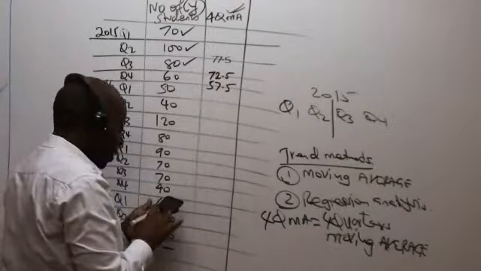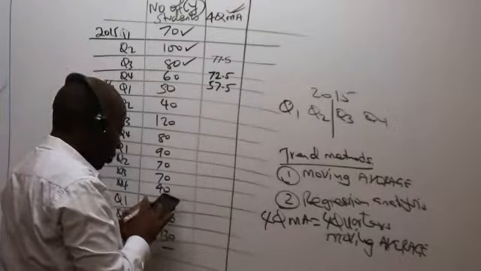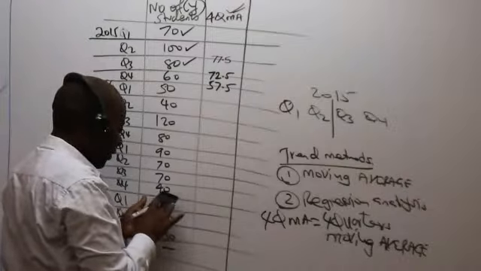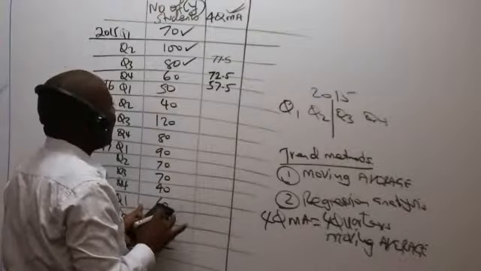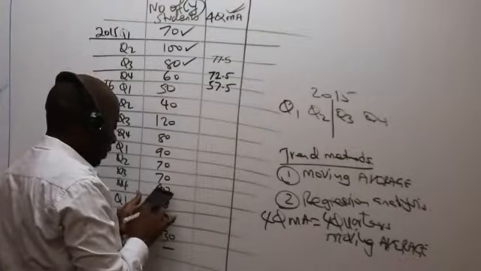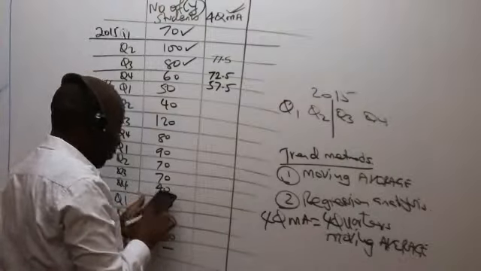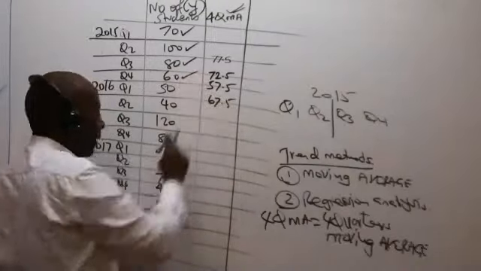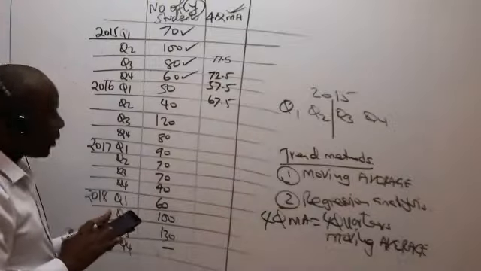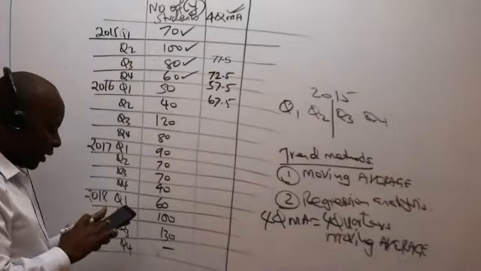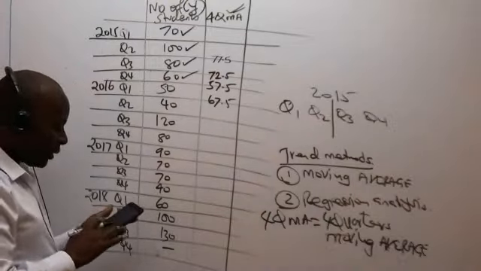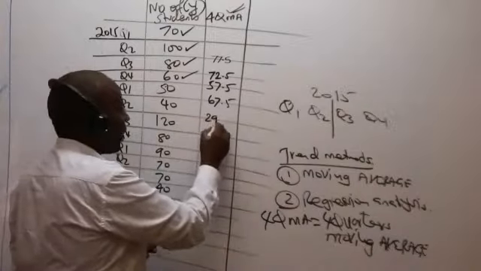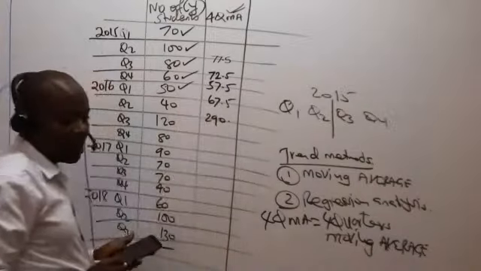So the next one is 60 plus 50 plus 40 plus 40 plus 120. Whatever I get, I say divide by 4. All the figures will be hanging. 67.5. I tick that. We have 50 plus 40 plus 120 plus 80. What am I getting? I'm getting 290. I tick that.